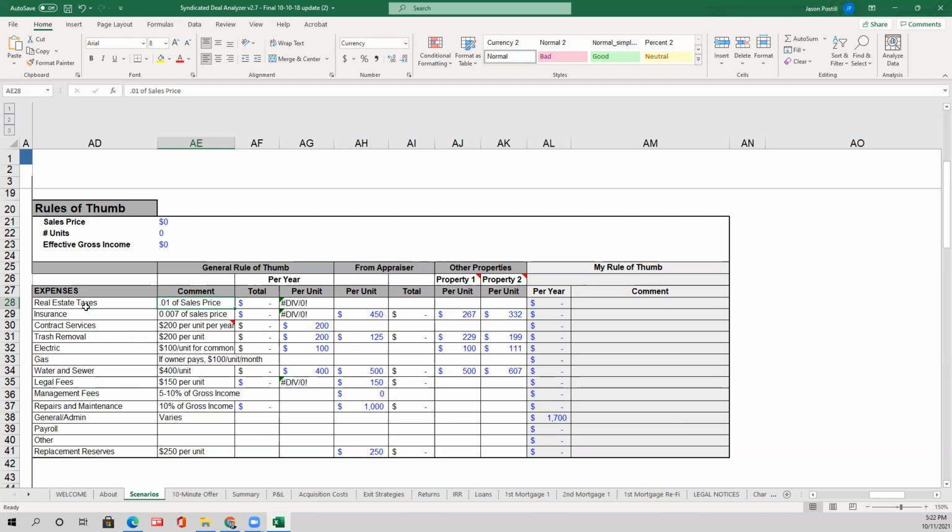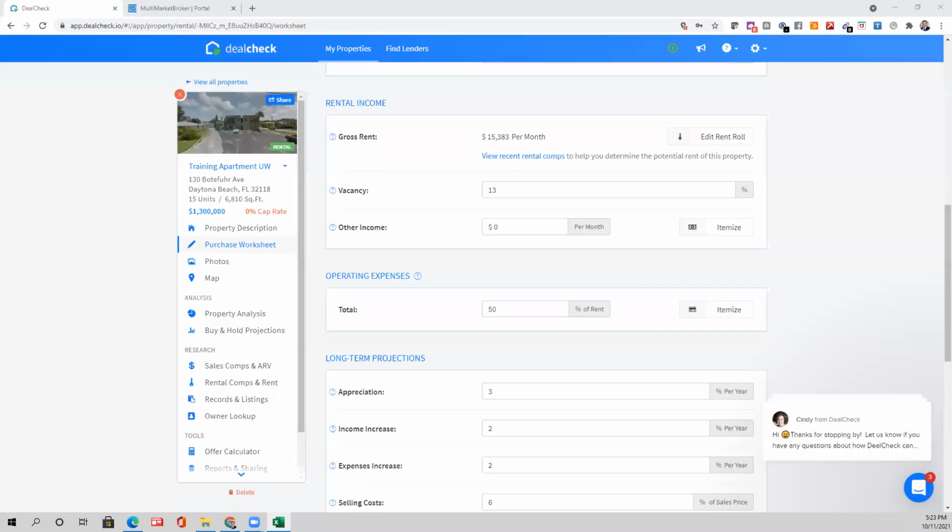Legal fees, 150 per unit. So management fees can be 5 to 10% of the gross income. That's a big one. Repairs and maintenance, that's another big one, 10%. So that's a good quick guide, just if you're shooting in the dark.